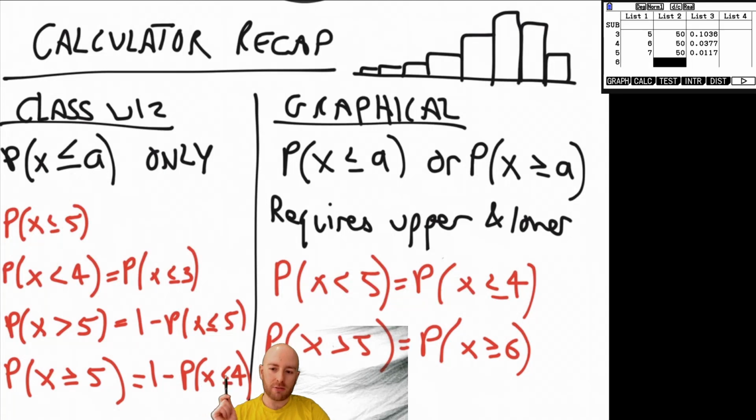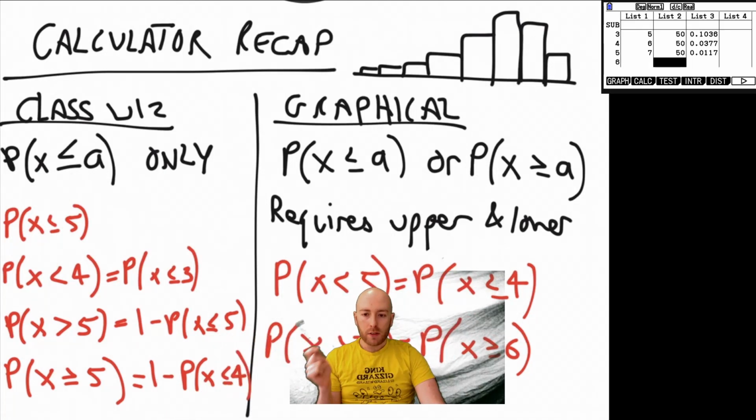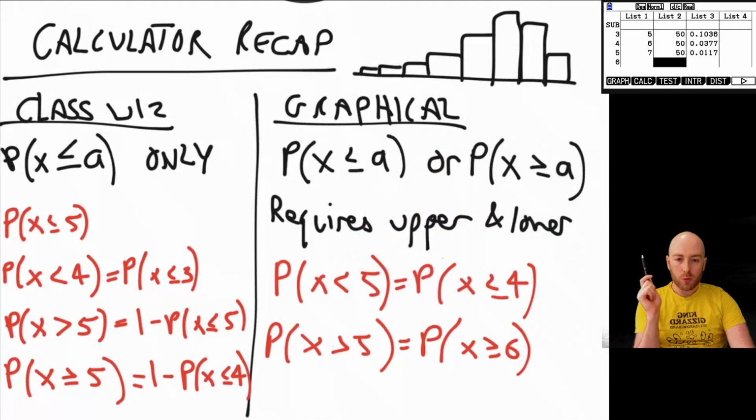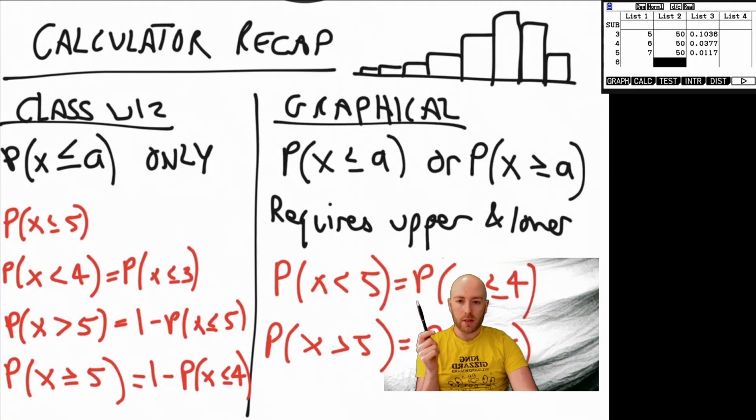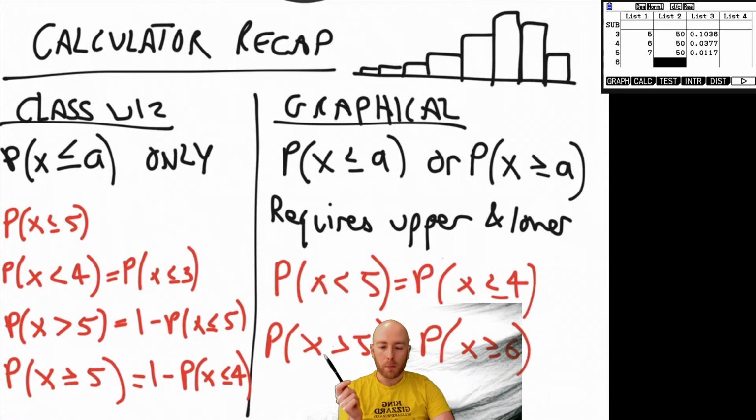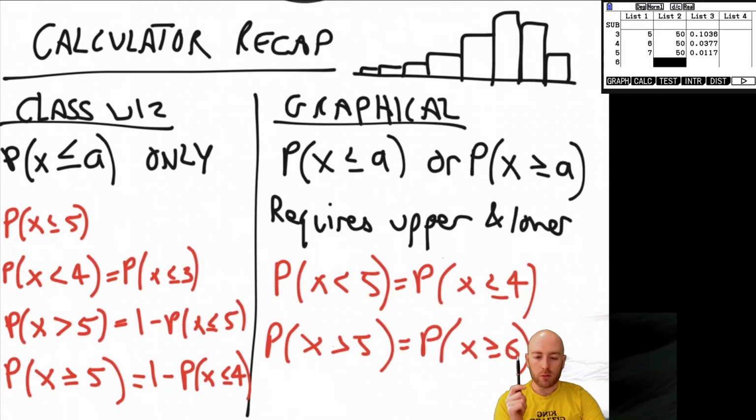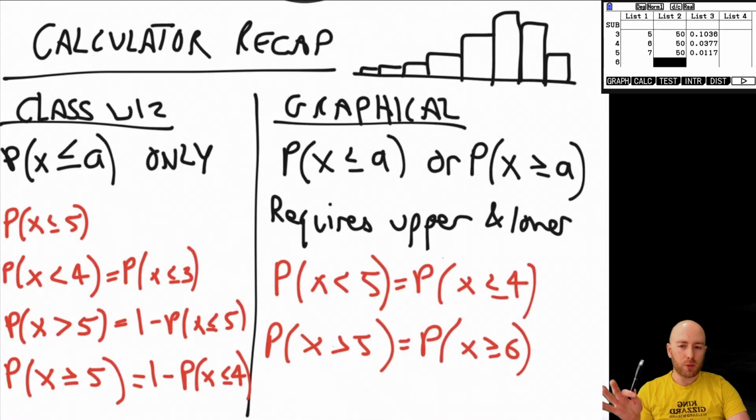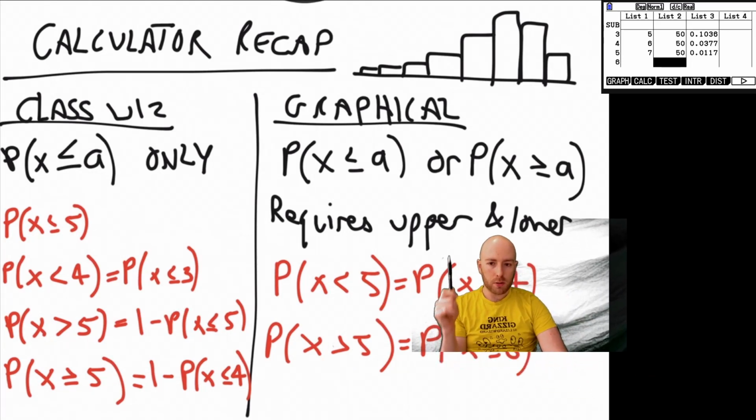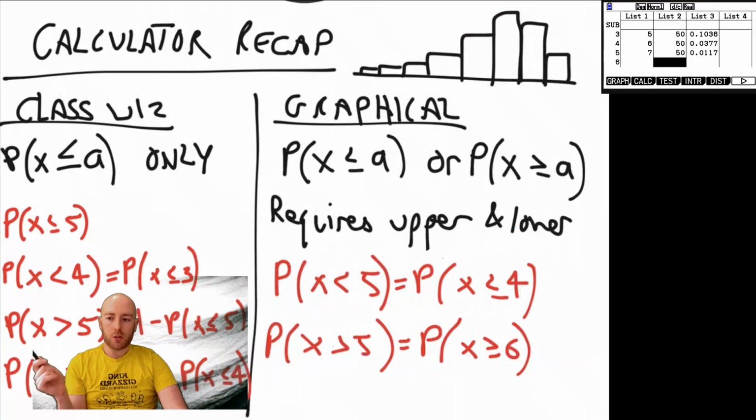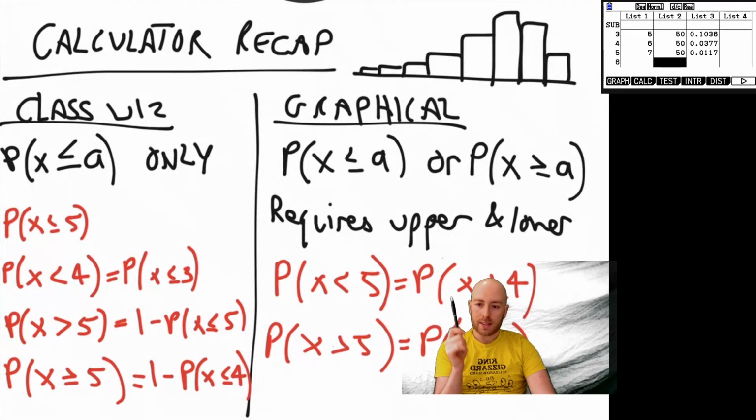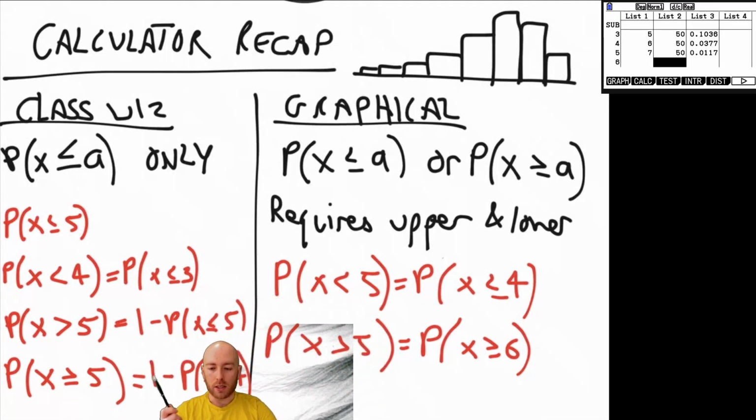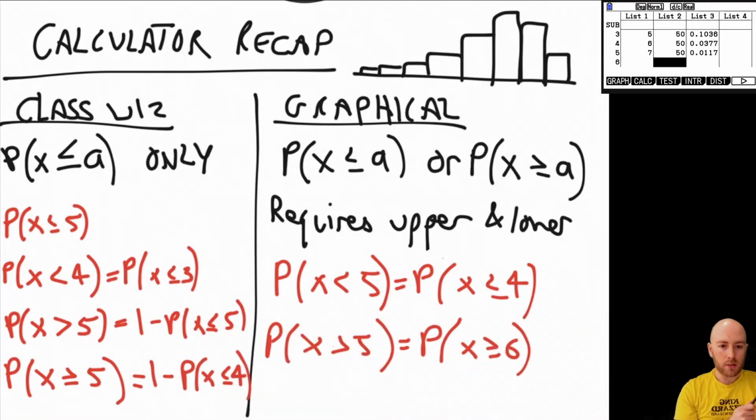If you do a sketch, these are a lot easier to see. For the graphical calculator, this will do less than or equal to or more than or equal to, but you need to put in the upper and lower boundaries. So less than 5 is going to be less than or equal to 4. More than 5 is going to be more than or equal to 6. So be careful with those. I think the graphical is slightly easier, but you do have to type in a bit more. And remember to show these workings. Even if you're doing it all on the graphical calculator, it's still useful to show these workings because that's where your method marks are going to be coming from.